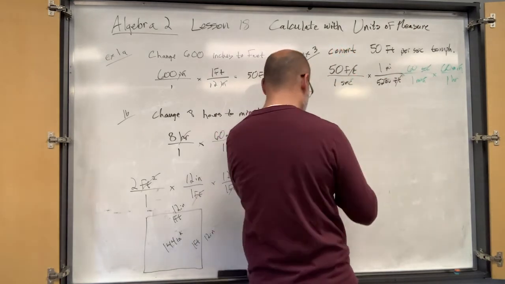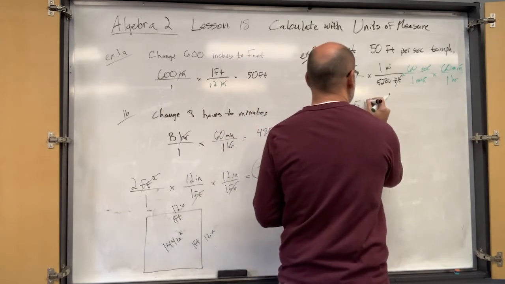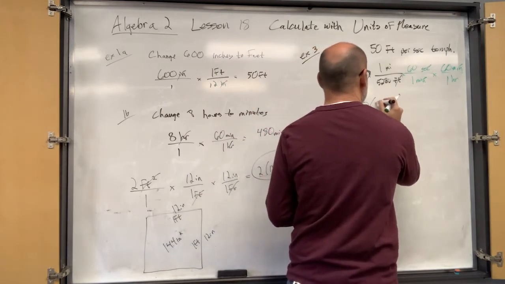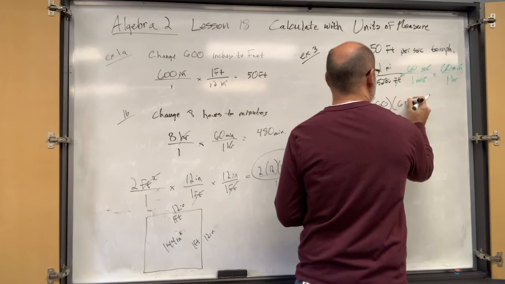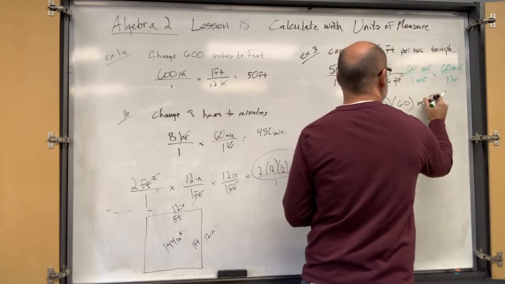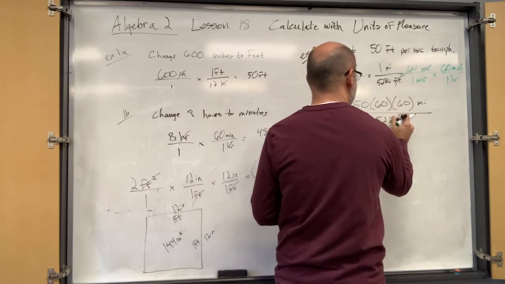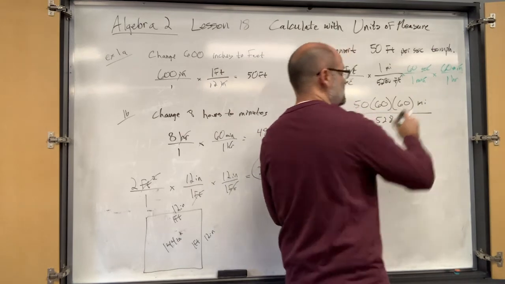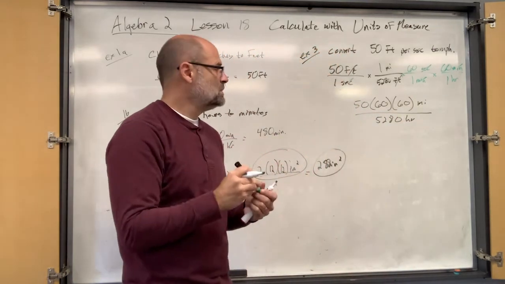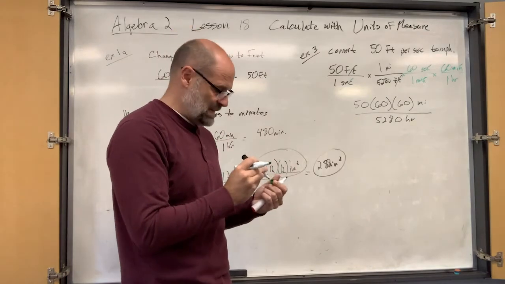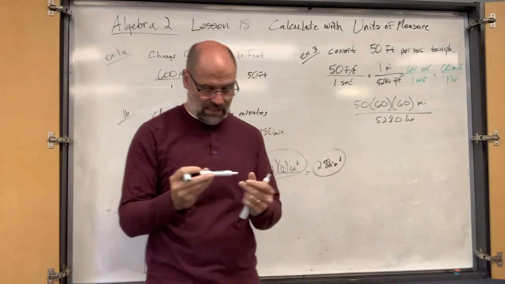So you're left with 50 times 1 times 60 times 60. And then I'm left with miles. And then I'm left with just the 5280 on the bottom. And then hours. So see how it's miles per hour. All right, you can multiply that out if you want to, or you could just leave it like that. That's fine.